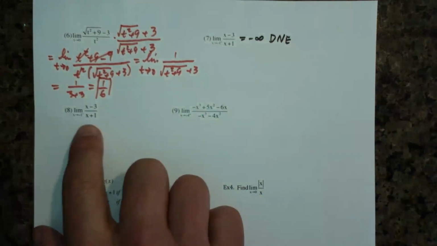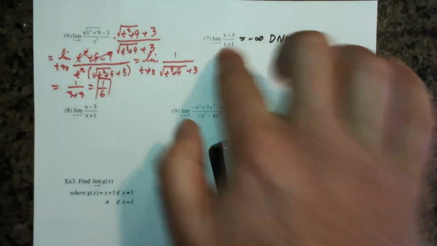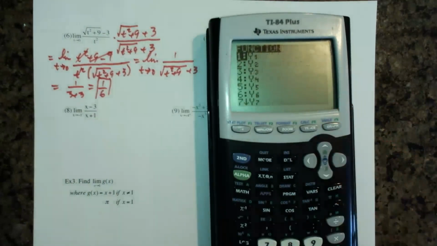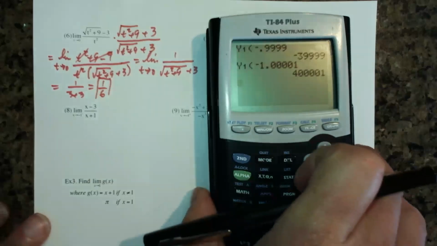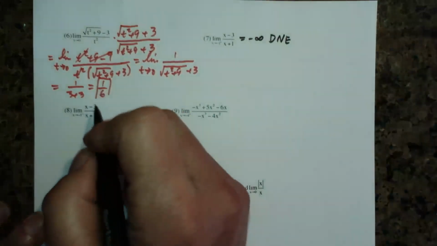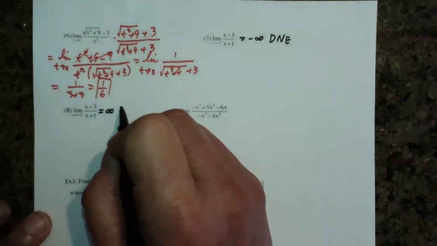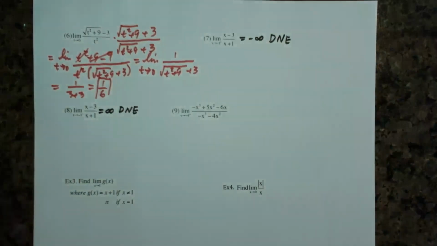Let's do it again, but let's go from the other side. So it's the same function. So Vars, Y1. And now I'm going to go -1.00001. I'm going to guess that's positive infinity. And we're getting a huge number. So this is going off to positive infinity, which again means that the limit itself does not exist.